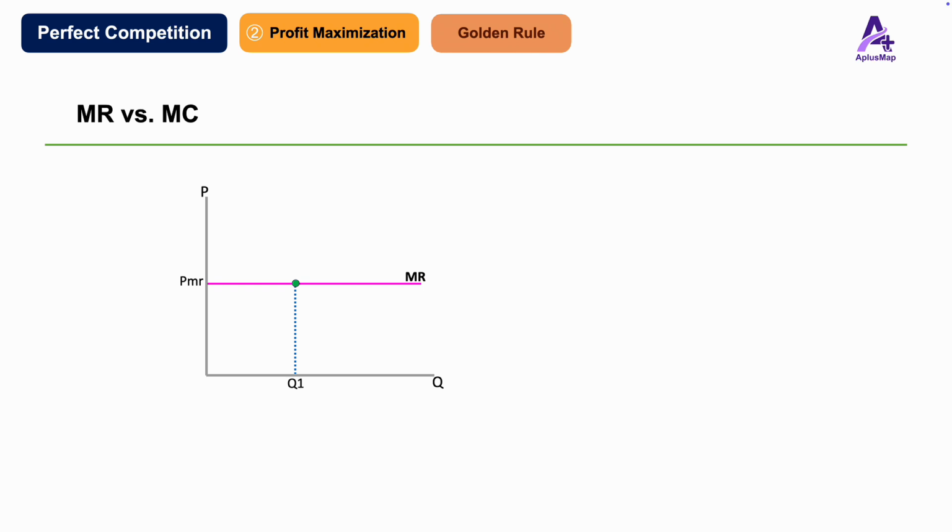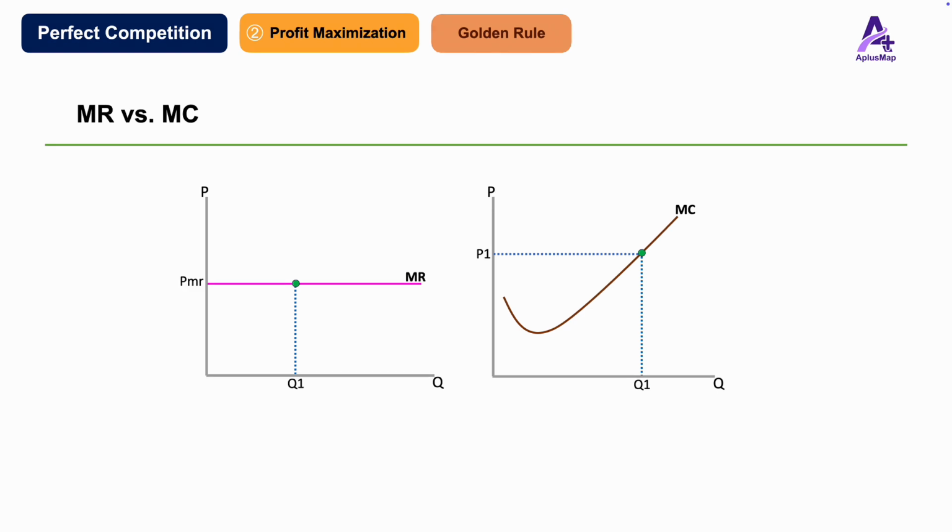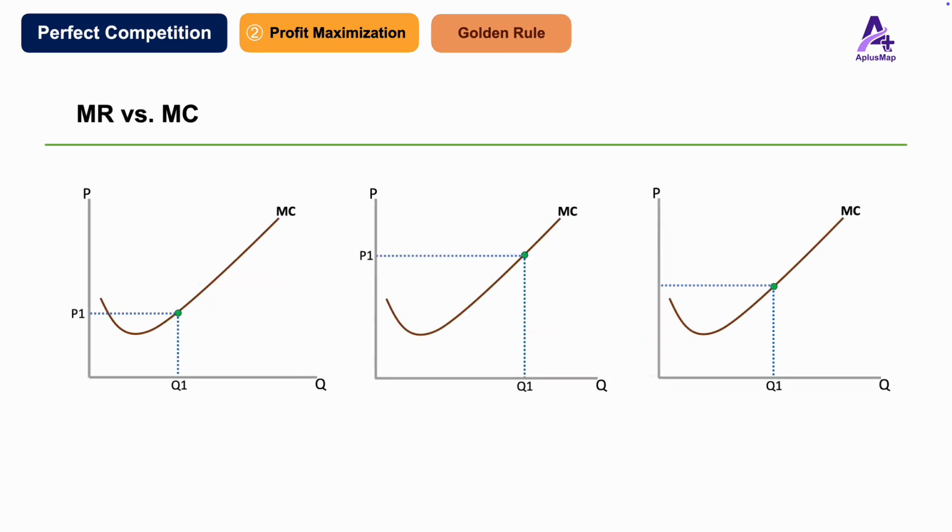I can picture that graph, the flat MR line we just talked about, and then the typical swoosh-shaped or U-shaped marginal cost curve. Why is that intersection point the magic spot? Why not produce more or less? Great question. Let's think through it with three simple scenarios.